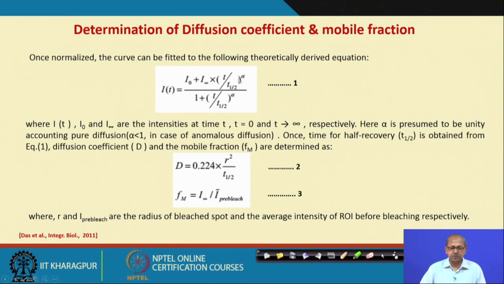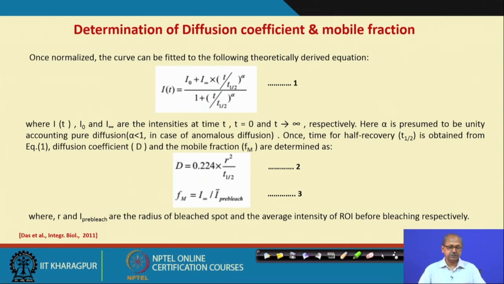From these equations, we can calculate the t half. Once we know the t half, then we can calculate the diffusion of that fluorophore or fluorophore-tagged molecule: diffusion equal to 0.0224 into r square by t half, where r is the radius of the ROI, the region of interest, and most importantly the mobile fraction equal to I infinity by I prime. So, this is very much important for our experiment.